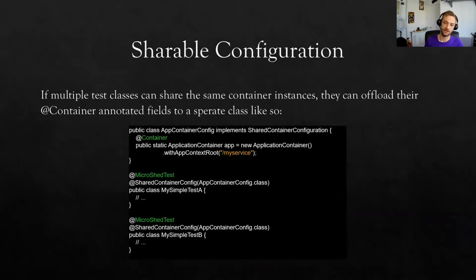MicroShed testing also has this great thing of shareable configuration. It's all well and good when we're only dealing with a few different applications, three different containers. But if we have lots of applications, say in integration tests, that are all using the same kind of test configuration code, we can put that into a shareable configuration file which all the different tests can use, rather than having to define the container, etc., in each different test.